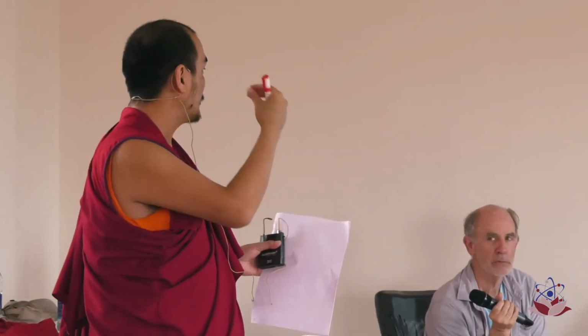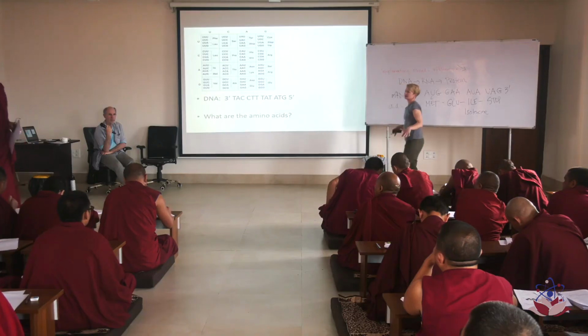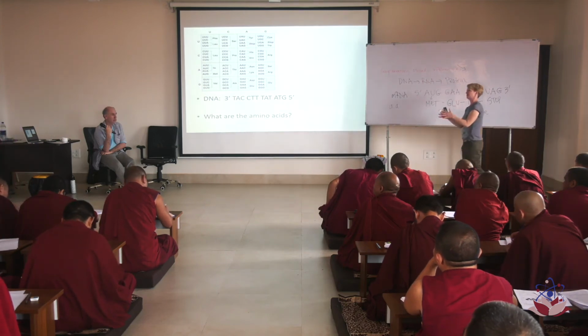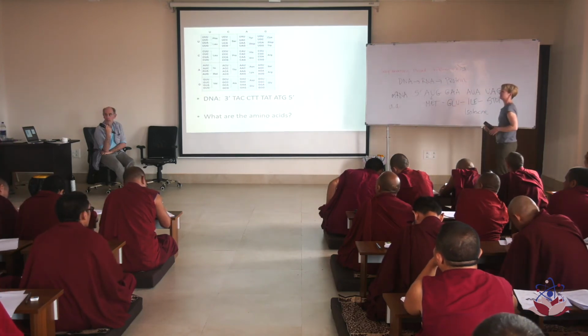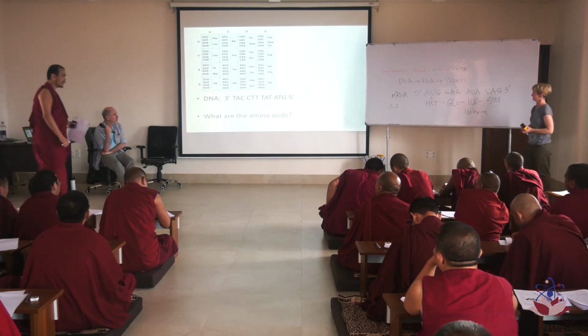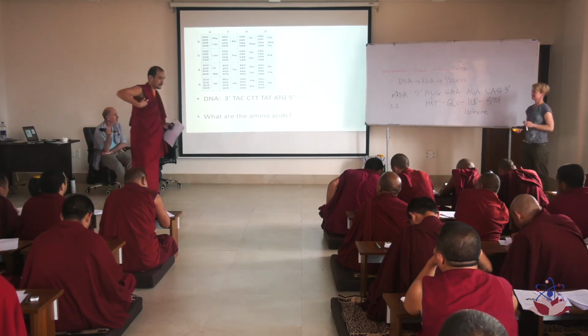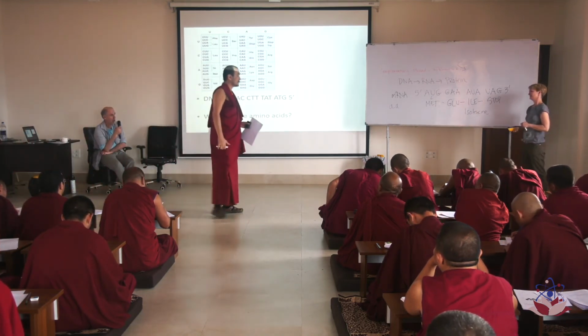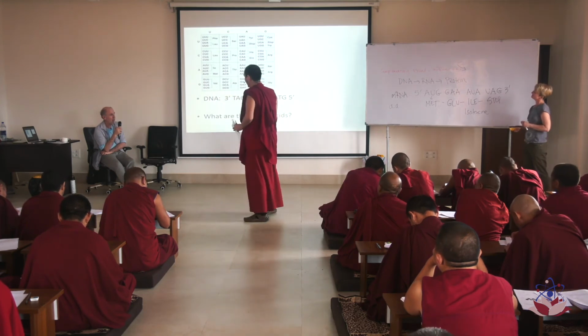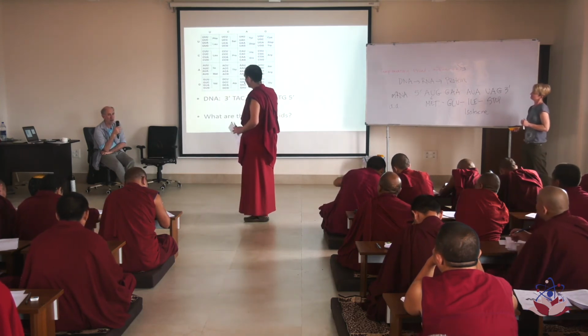So 3 codons means how many amino acids? 3 amino acids. So as far as we're aware, the smallest protein is 3 amino acids long. And there is a protein that's all the same amino acid. There's a polyglutamine. That's just a long stretch of glutamines.